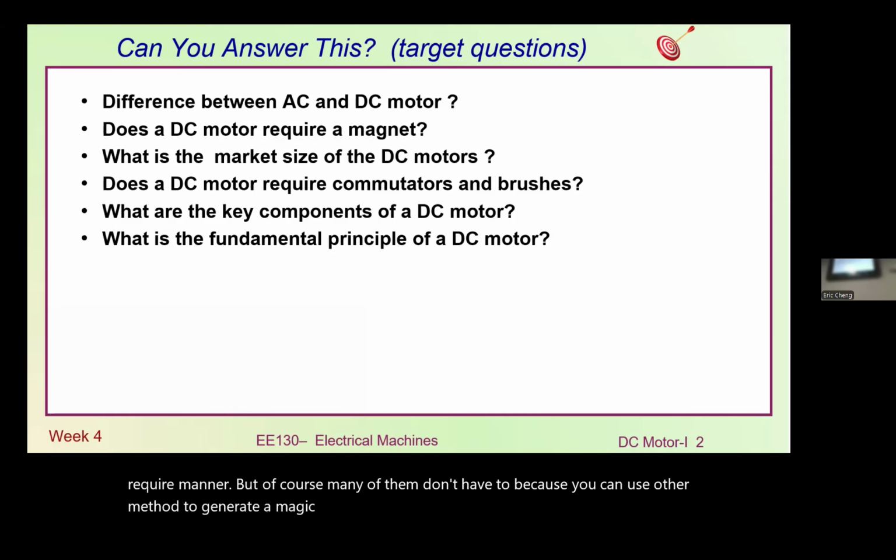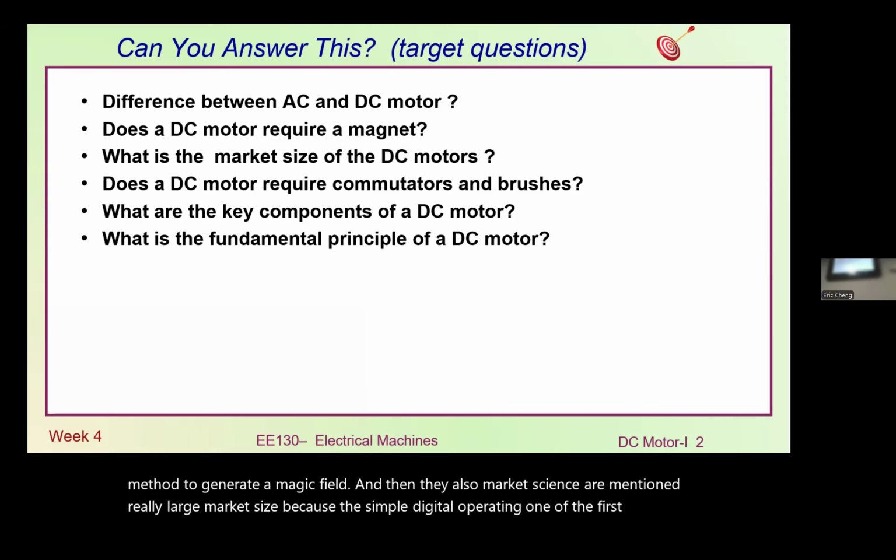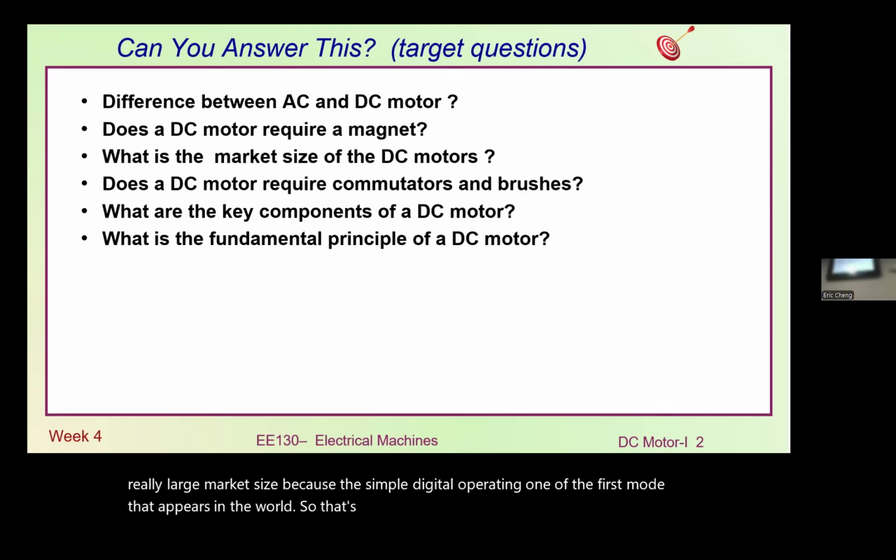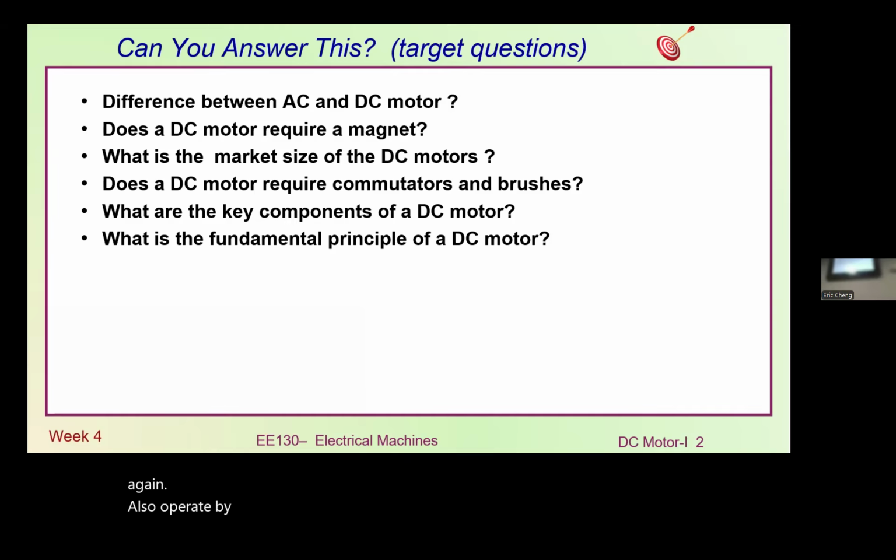And then there's also the market size. I mentioned the really large market size because it is simple to operate, and it was the first motor to appear in the world. So that's why, fair enough, it must have a large market. It also operates purely on DC and is easy to control. So that's why the market size is large.